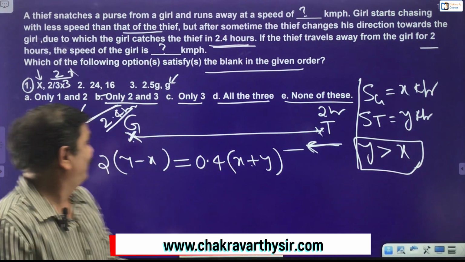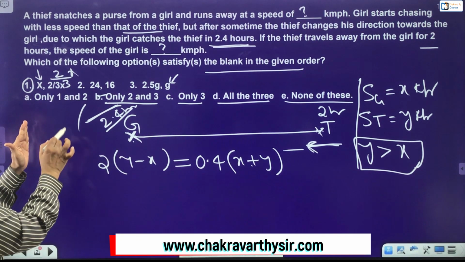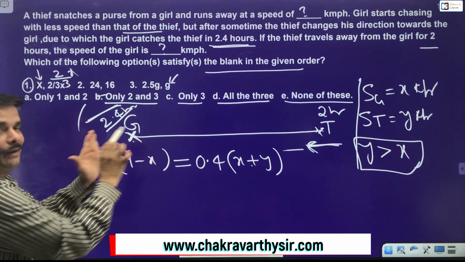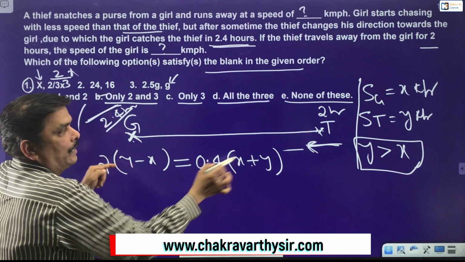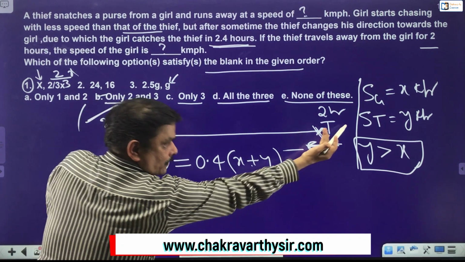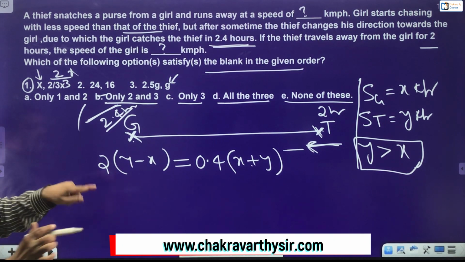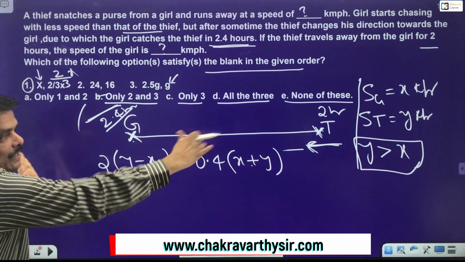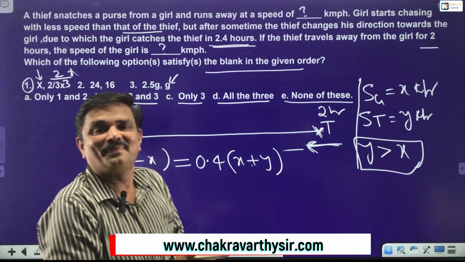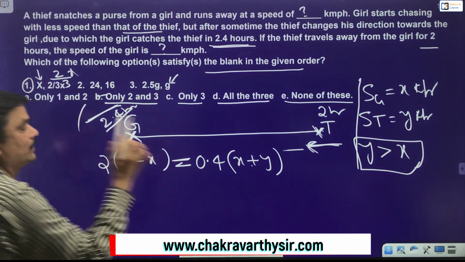Very simple one here. When the thief snatched the purse of the girl here, she went like this. The time taken was 2 hours. Now at this point, the thief is coming towards this direction. That means from here to here, this is the distance. While coming opposite also, the distance would be the same. Now you got the idea, right? So for that reason, I have equalized this.